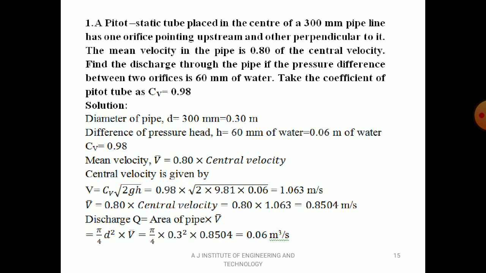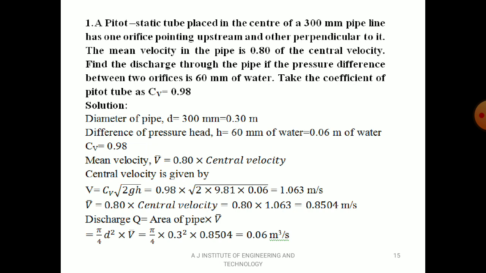Cv equals 0.98, and mean velocity V bar equals 0.80 into the central velocity. The central velocity is given by V equals Cv into square root of 2gh, so 0.98 into square root of 2 into 9.81 into 0.06, which equals 1.063 meter per second. Now V bar, the mean velocity, equals 0.80 into the central velocity 1.063, so 0.80 into 1.063 equals 0.8504 meter per second.